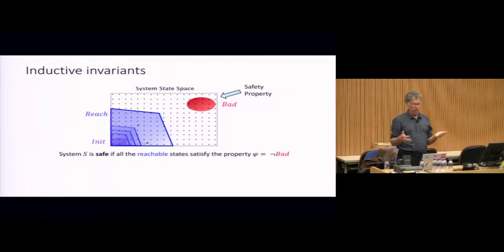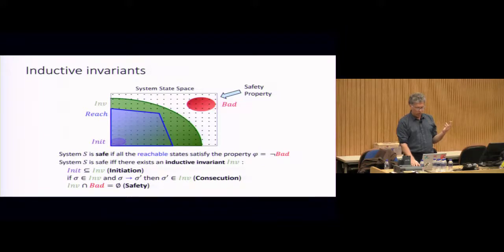What characterizes the set of reachable states? Well, that's pretty hard to know. So inductive invariance to the rescue. An inductive invariant is some set of states that contains all the reachable states and doesn't intersect with the bad states. It's an over-approximation, so it encloses the reachable states. And it basically allows us to get a handle on how to do proof by induction of the safety of system S. So essentially, the inductive invariant, the green part, has to satisfy three conditions.